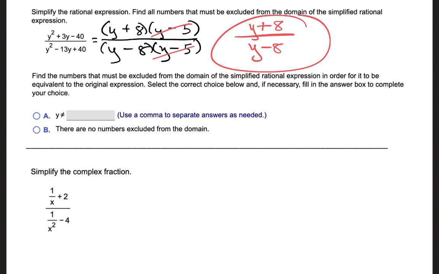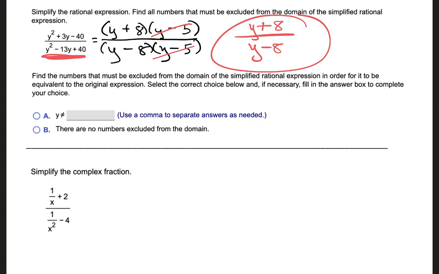The second part is they're going to ask you, find the numbers that must be excluded from the domain. Okay? They're kind of looking ahead to something that we're going to do next test. Whenever you deal with fractions, you really have to keep in mind the denominator, because a fraction can never, ever, ever have 0 in the denominator. It doesn't make sense. Very, very important. You can have 0 in the numerator all you want. You just can't have 0 in the denominator. So they're looking for what needs to be excluded.